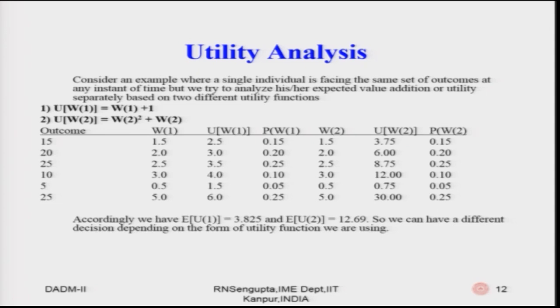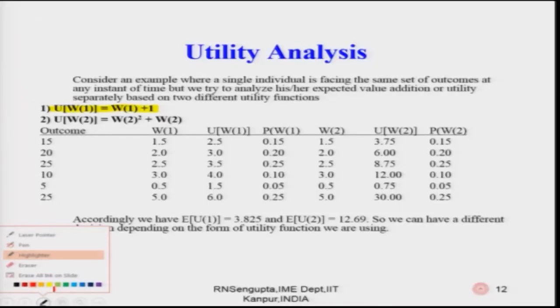The first one, which I have highlighted using yellow color, is a linear utility function. You see u(w1) in the bracket means the first utility function. It has no numeric concept, it is basically the first utility function. So that value is w + 1.